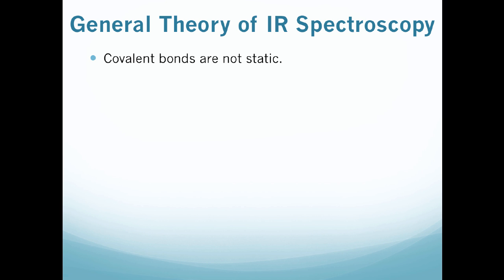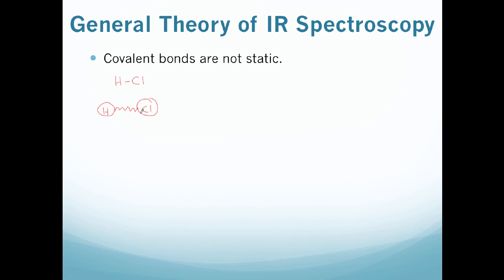So the first thing we want to think about is the nature of the covalent bonds and the fact that a covalent bond is not static. If we do a simple example, we'll use HCl, where the hydrogen and chlorine are bonded by a covalent bond. And we can use the analogy that this bond is kind of like a spring. So the hydrogen atom is connected to the chlorine atom by the spring.